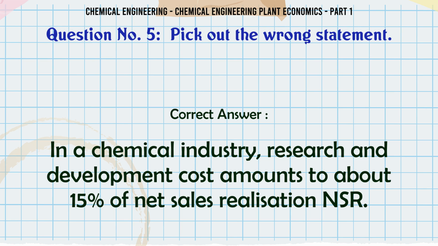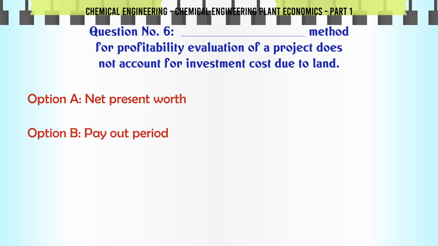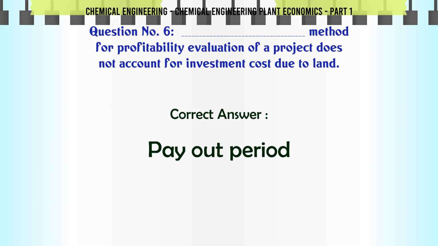____ method for profitability evaluation of a project does not account for investment cost due to land. A. Net present worth, B. Payout period, C. Discounted cash flow, D. Rate of return on investment. The correct answer is payout period.